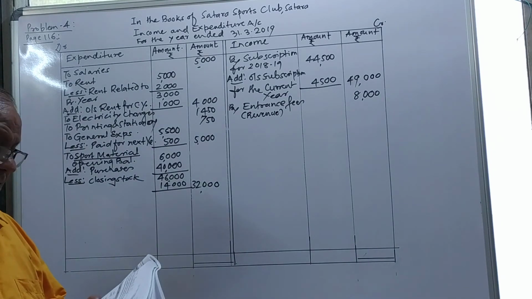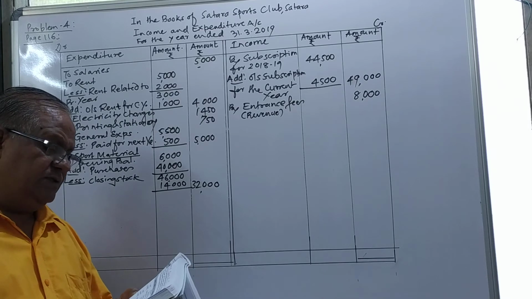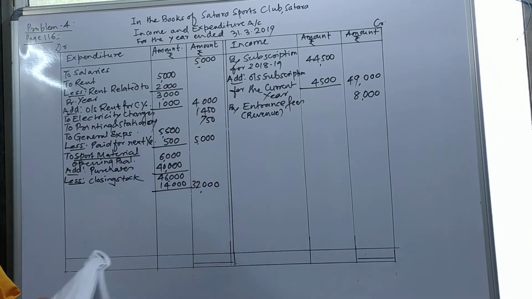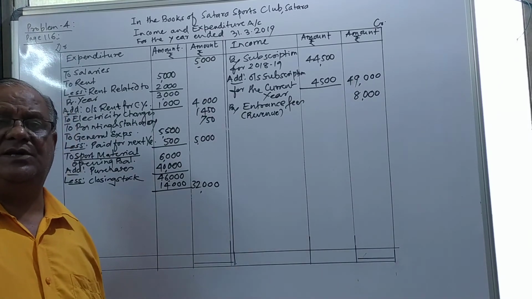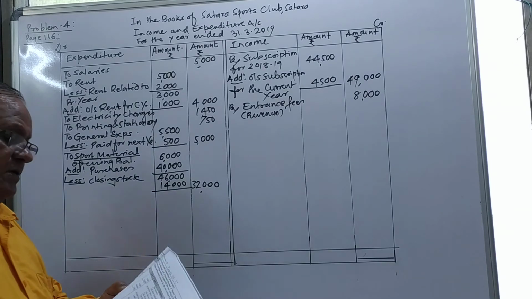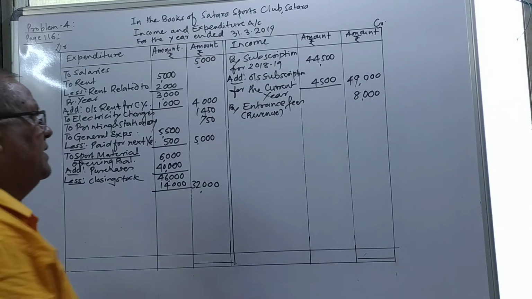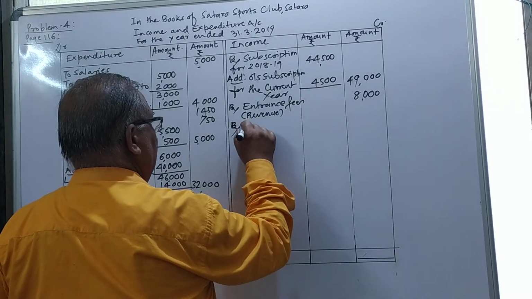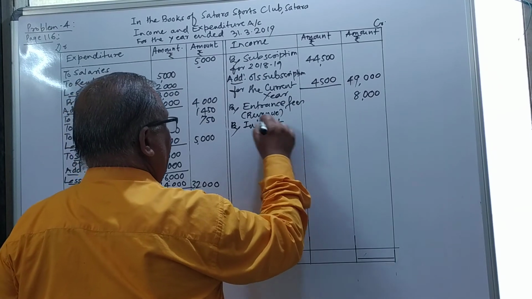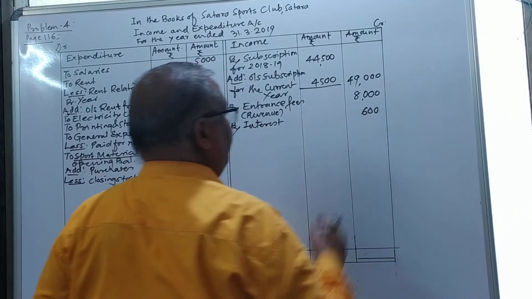Then after this, they are given to us donation for building fund here. Donation for building fund is a special donation which is given for the building, which can be shown on the liability side of the balance sheet, because we are not preparing the balance sheet here. So you do not write this item. Interest received is given to you. I will write here by interest being income. The amount of interest is 600, I will take that 600 here.